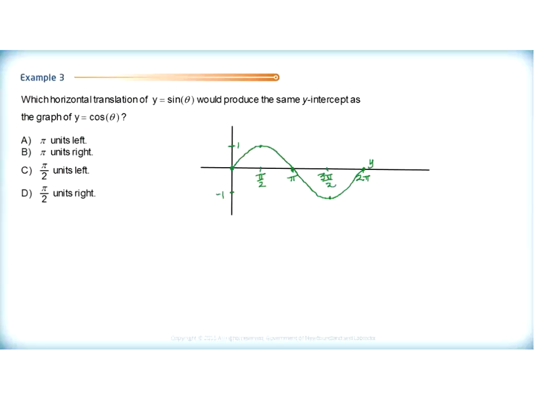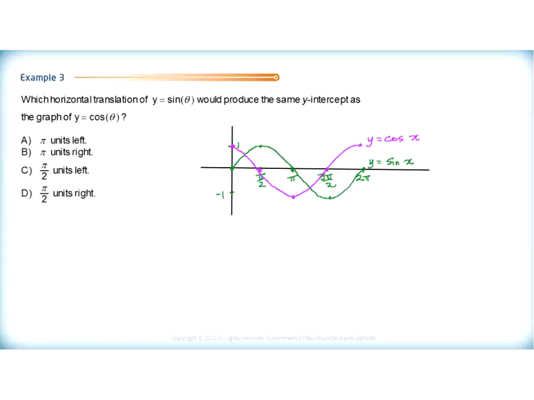So this is the graph of y equals the sine of x. Now, I need to take that graph and translate it either to the left or to the right to produce the same graph as that of cosine. The cosine function begins at 0, 1. So to just sketch the cosine graph, this is the graph of y equals the cosine of x.